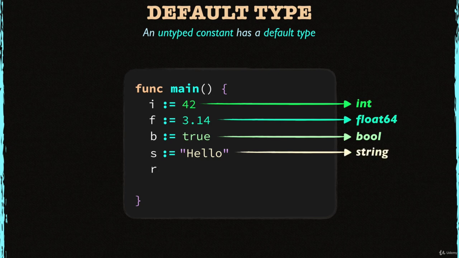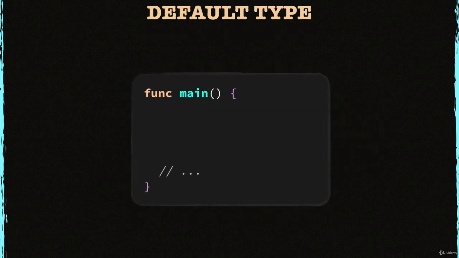And lastly, let's short declare a variable using a rune literal. So the type of the r variable becomes rune. It's because a rune literal's default type is rune. Alright, that's all for the default types. Now let me show you an example.